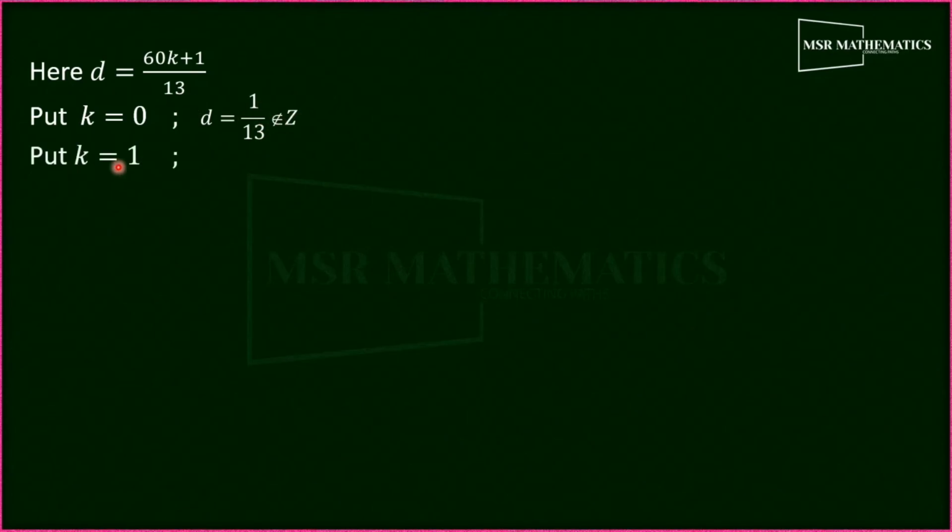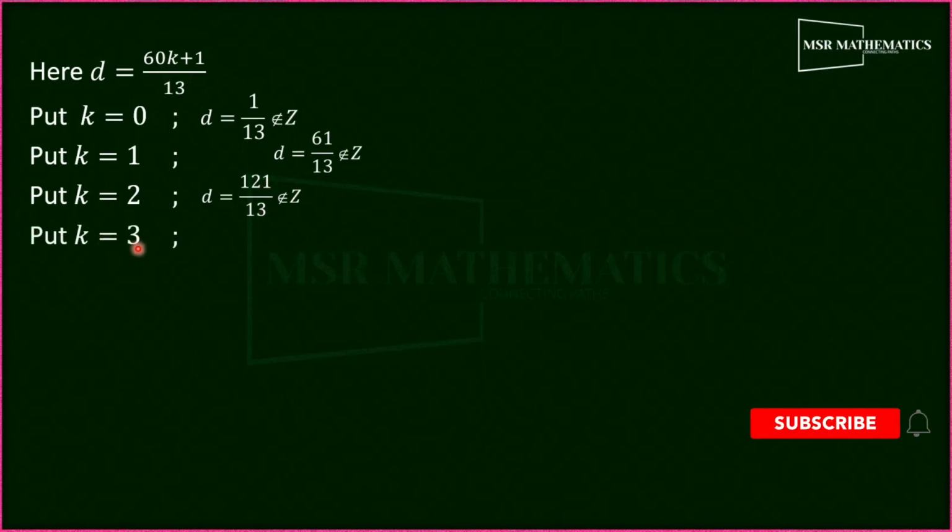Next check for k equal to 1. Here if we substitute k value as 1, 60 into 1 is 60 plus 1 is 61 by 13. Obviously 61 by 13 does not belong to integer Z. So substitute k value as 2. 60 into 2 is 120 plus 1 is 121 by 13 does not belong to integer Z. Check for k equal to 3. Here 60 into 3 is 180, 180 plus 1 is 181 by 13 does not belong to integer Z.